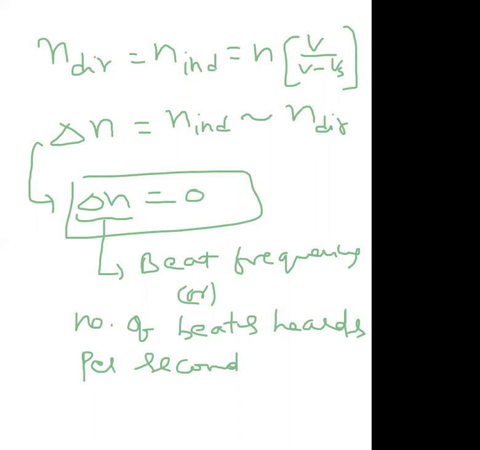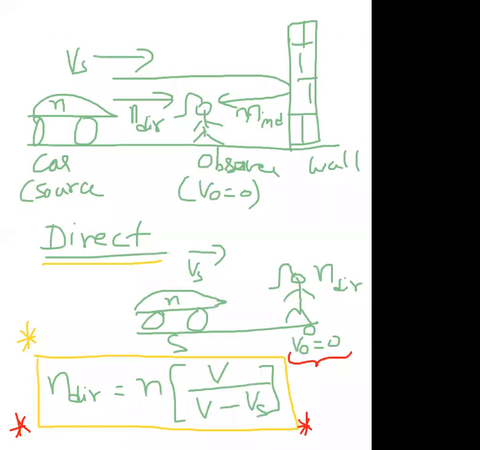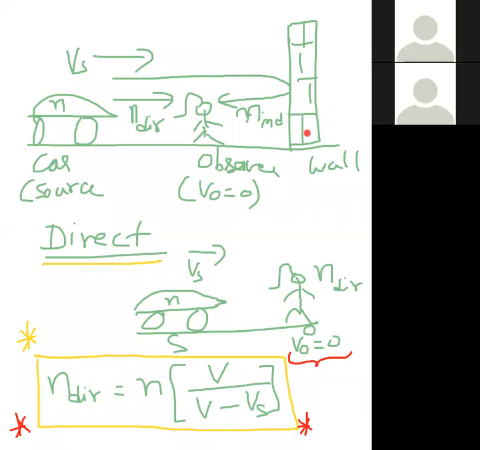Observe carefully what we did now. From the start, first we targeted the case when the source is moving towards the wall, and the observer is between them. The observer is at rest, and the wall is also at rest. The wall will always be at rest. So the car is moving towards the stationary wall.